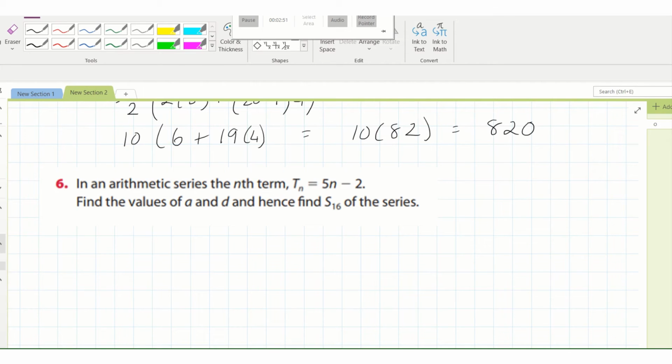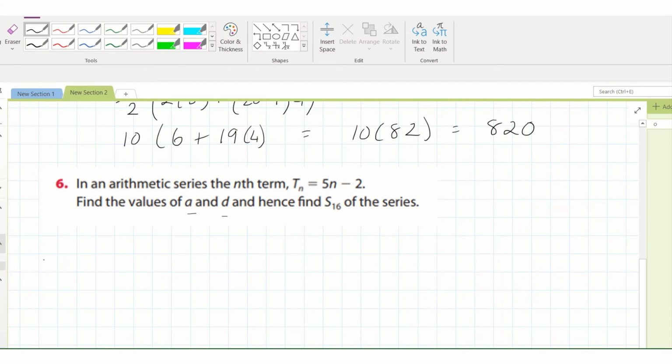Okay, so now we're going to have a look at question 6 from the questions given above. And here it says, in an arithmetic sequence, the nth term, t of n, is equal to 5n minus 2. Find the values of a and d, and hence find the sum of the first 16 terms of the sequence.